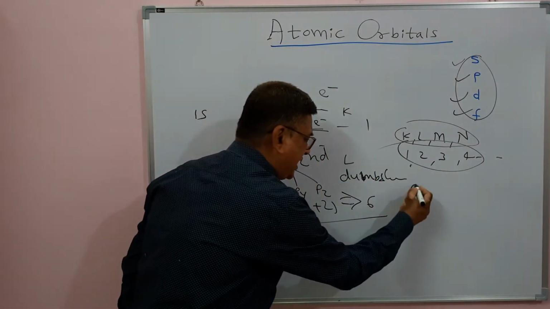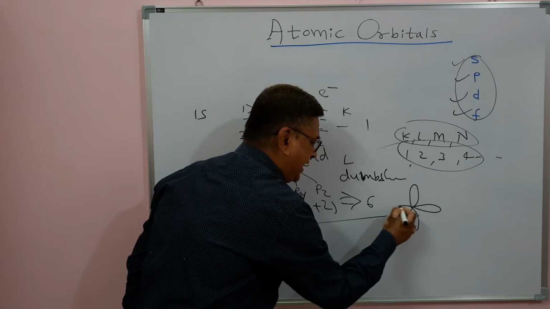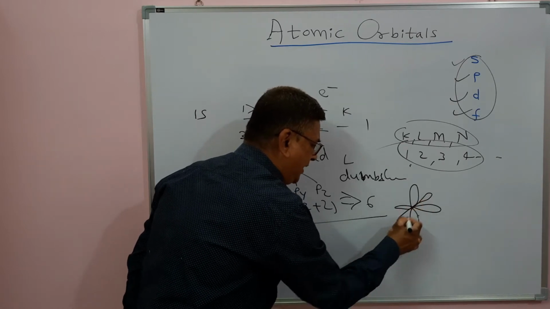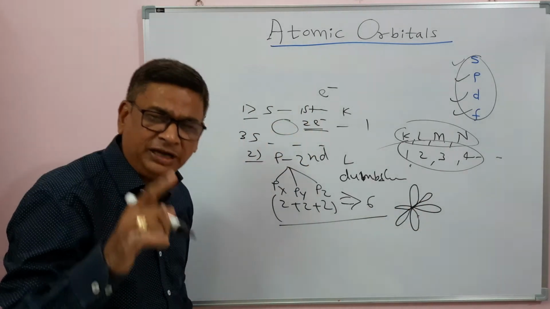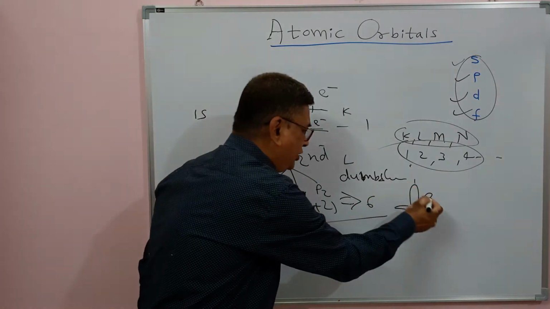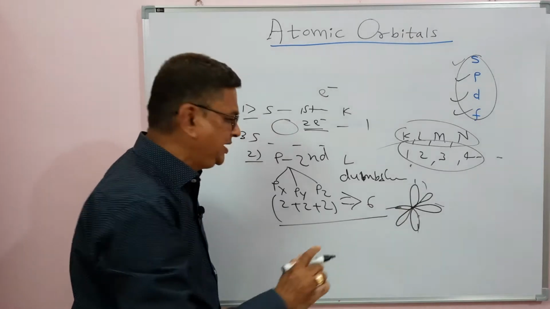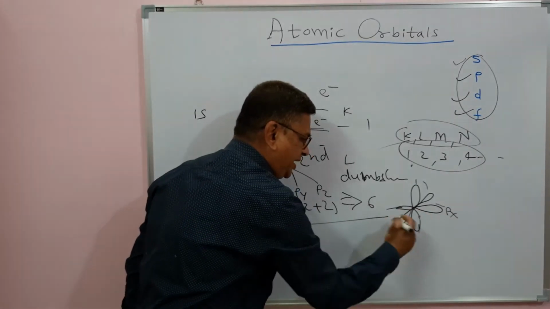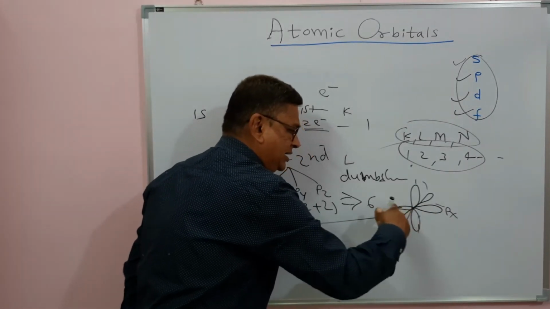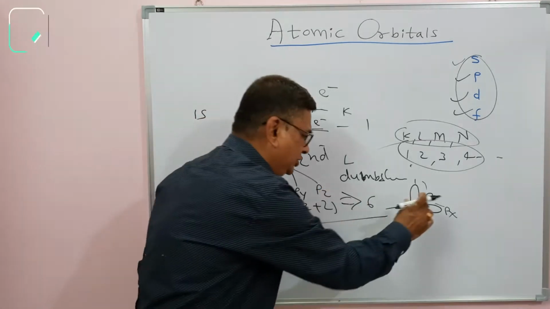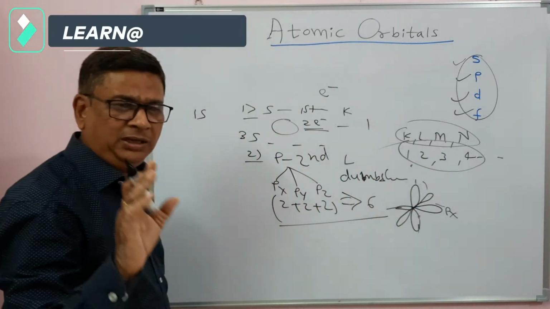Three P orbitals are generally denoted by such a diagram. They are mutually perpendicular, that means at right angles in 3 dimensions. They are along the X, Y and Z axis, having two lobes back to back. This is not considered as one Px and another Px. Two lobes constitute one P orbital.